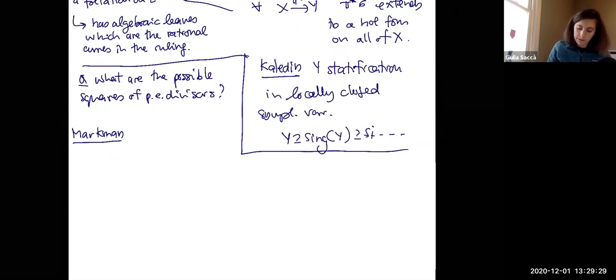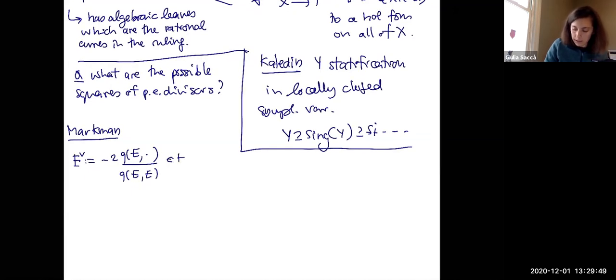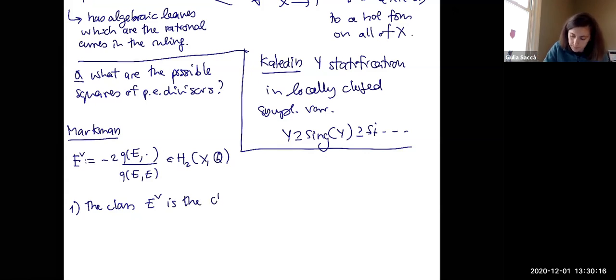Okay, so first let me introduce this class, E-check, which is by definition minus two q of E dot over q of E, E, which a priori is just a class in H_2 of X, Q. Okay, so this is certainly something that makes sense. And so the first result of Markman is that this class is the class of a general fiber of the contraction.